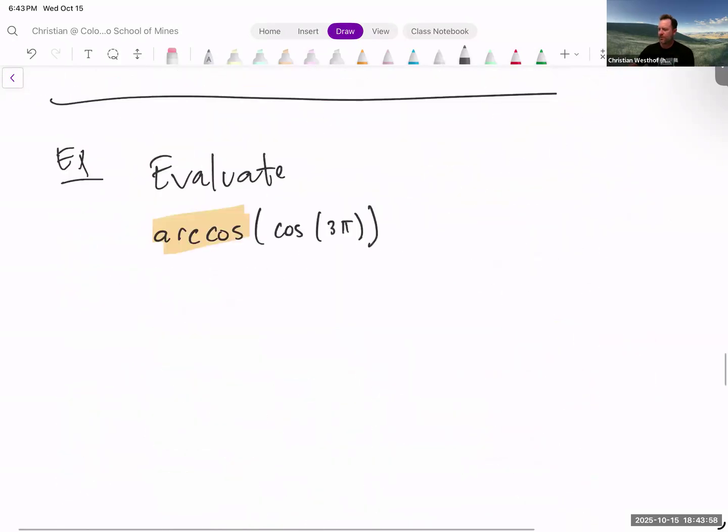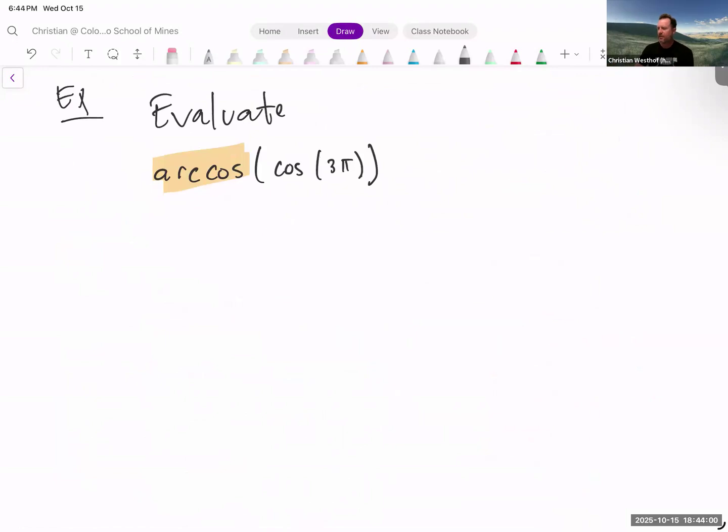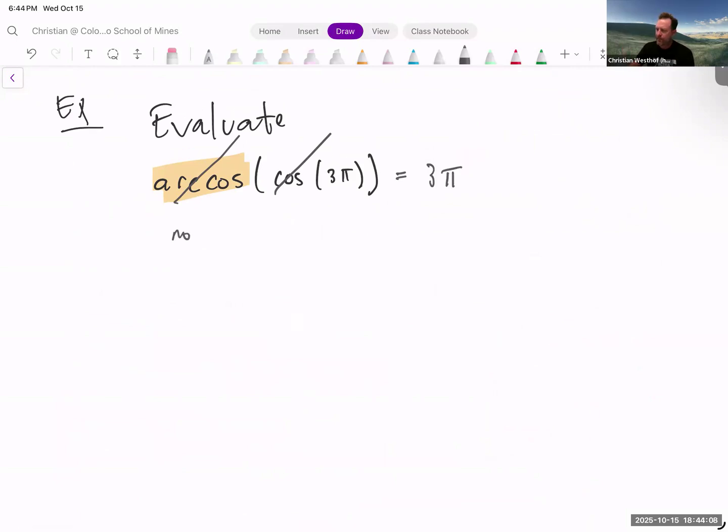And I think there might have been one more in here. Yeah. Arc cosine of cosine 3 pi. So arc cosine and cosine undo each other and you just get back 3 pi. However, 3 pi is not in our interval for arc cosine, which is 0 to pi.